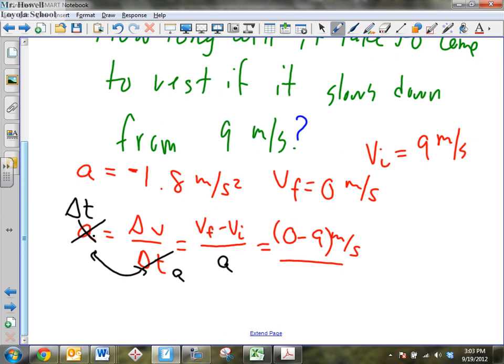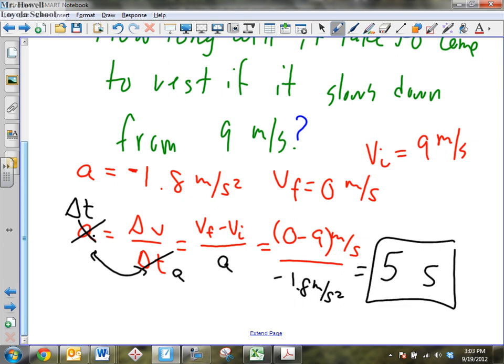I'm going to have a negative here, and a negative there, and my time needs to be positive. So if you had put this as 9 and this as 0, you would have had a positive 9 up here, but then you would have a negative down here. So you would get a negative time, which is not possible. You can't have a negative time. Wait, is that a negative acceleration? Correct. Negative acceleration. So we're going to have negative 9 over negative 1.8, which turns out to simply be 5. And my units are going to be seconds, because the meters per second cancel out, yes.